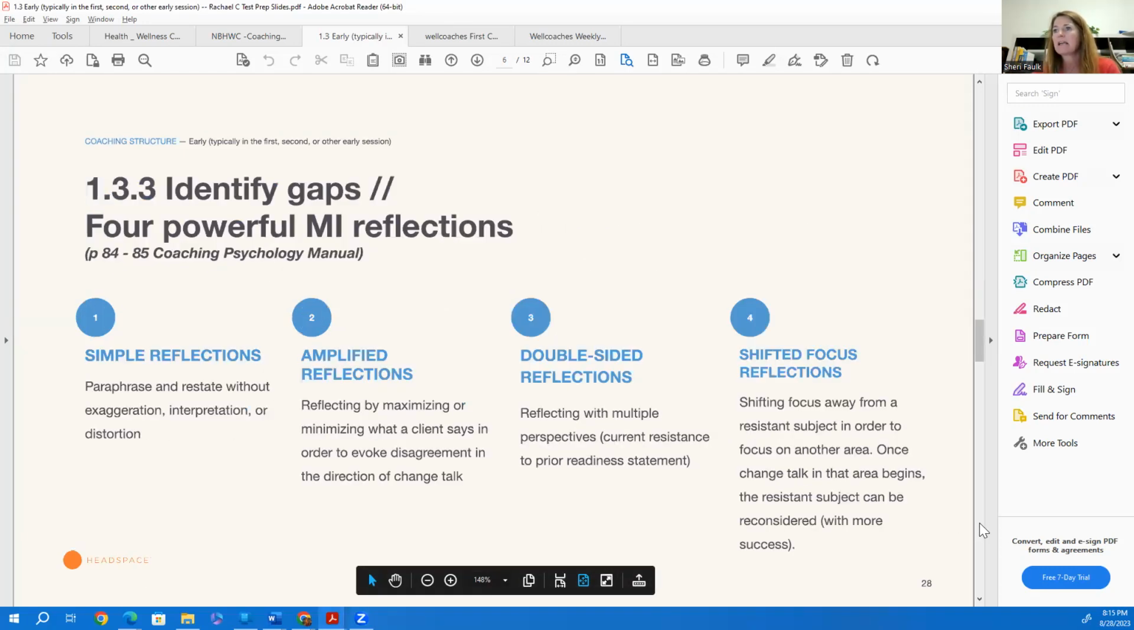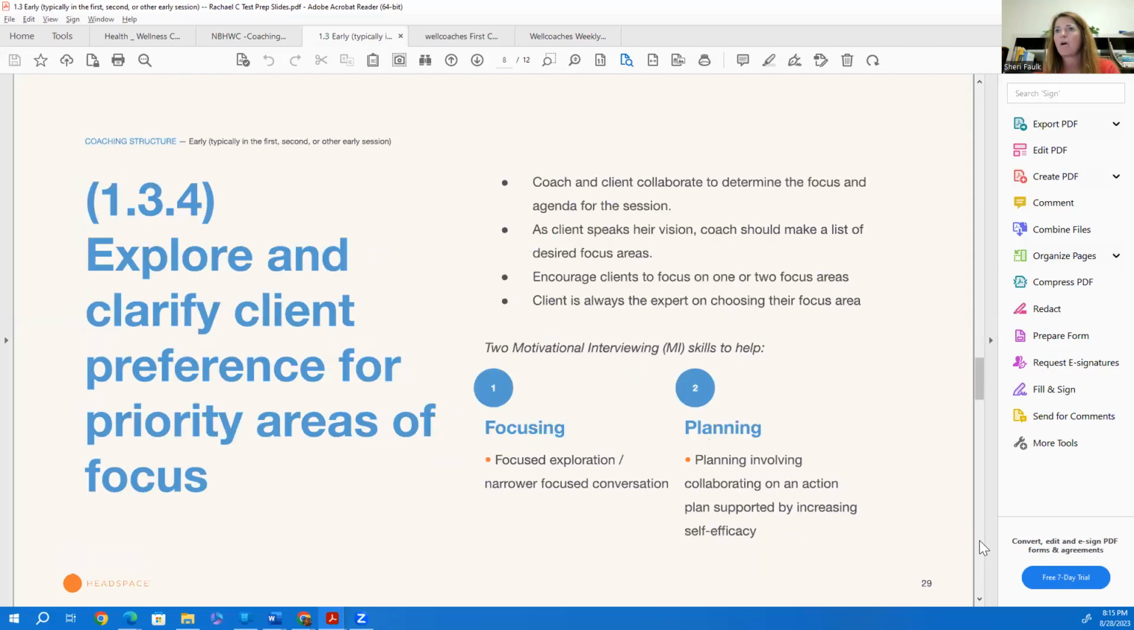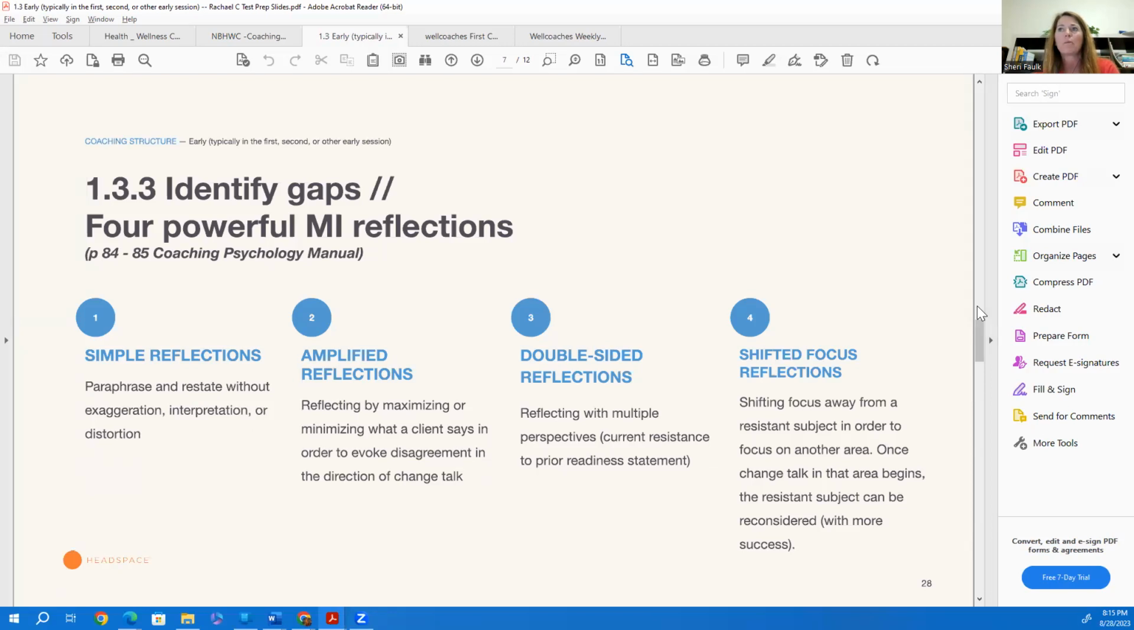And then I really did like this, which pretty much focused in, and this will actually go into the reflections that somebody will be doing on the next one when we do 2.4 through 2.5, I think, realizing and identifying gaps. There are 4 powerful MI reflections that you can use to pull those out. I think that may be all that it had on 1.3.3. And it also had this in the coaching psychology manual, on page 84 to 85.